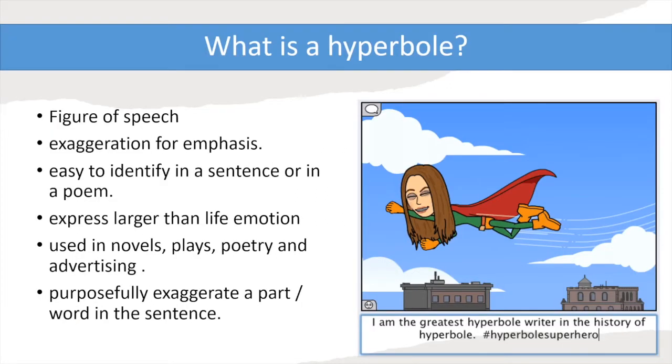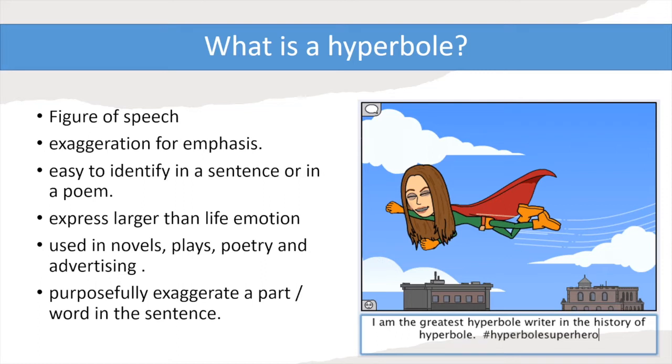First off, what is a hyperbole? It's a figure of speech that creates exaggeration or emphasis. It is usually quite easy to identify as the exaggeration is so extreme. It's often used to express larger-than-life feelings and emotions. It's used in novels, plays, poetry, and in advertising. The key to understanding and using hyperbole effectively is to purposefully exaggerate the word or part of a sentence.